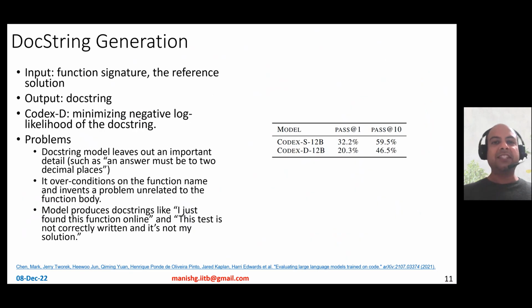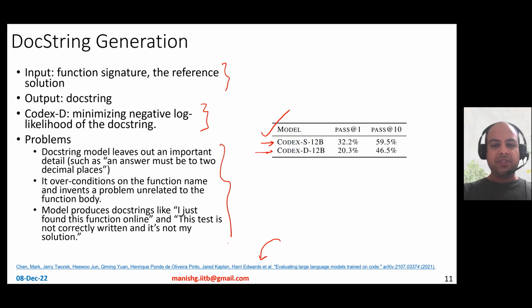Now, one last thing that they also tried to solve in this paper is docstring generation. The idea is that it is the reverse problem. So now the input is the function signature and the reference solution, while the output is the docstring. You want to generate a comment saying what the code does, right? And they call those models Codex-D. The idea here is to minimize the negative log likelihood of the generated docstring. However, as you see in the results, Codex-S, which aims at generating code, is way better compared to Codex-D, which aims at generating docstrings.